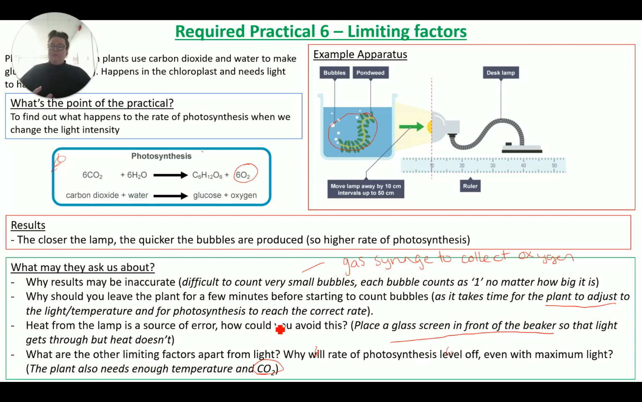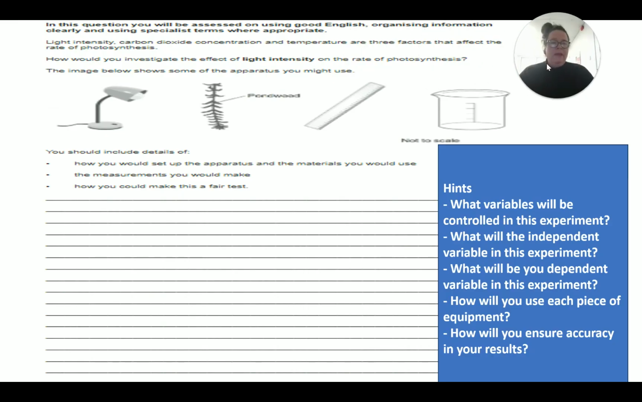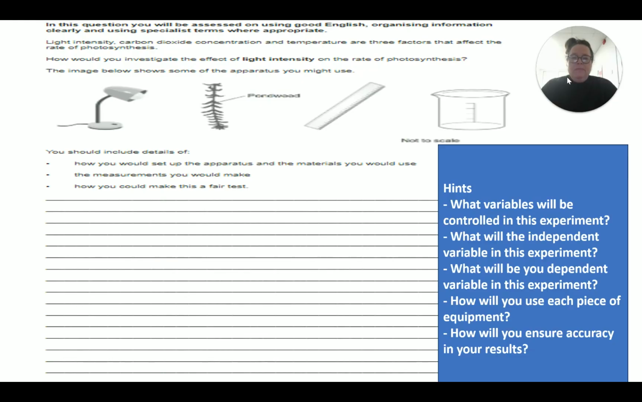Let's look at the method and how to write a method when it asks us in these exam questions. Sorry, it's a little bit stretched, this one, because I had to try and fit it on the page. So let me move my head over there. Light intensity, carbon dioxide concentration and temperature are three factors that affect the rate of photosynthesis. How would you investigate the effect of light intensity on the rate of photosynthesis? The image below shows some of the apparatus you might use. You should include details of how you would set up the apparatus, materials you would use, the measurements you would make, and how you could make this a fair test.